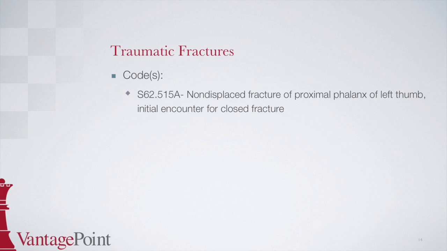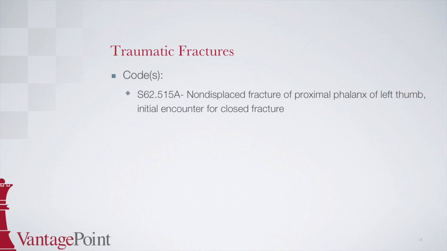The answer is S62.515A for non-displaced fracture of proximal phalanx of left thumb, initial encounter for closed fracture. To locate this code, you would start at fracture, traumatic in the alphabetic index. Your other option for a fracture is a pathologic fracture, but we don't want that because a pathologic fracture is caused by disease and is not the result of an injury. In the traumatic fracture section, you would then go to thumb, then proximal phalanx, then non-displaced, which points to S62.51 with a checkbox next to it indicating that more digits are required.